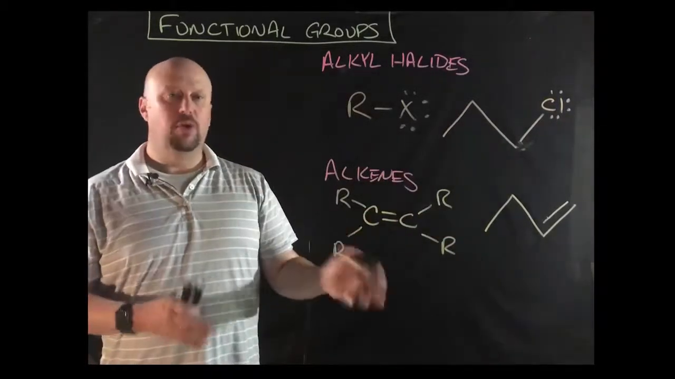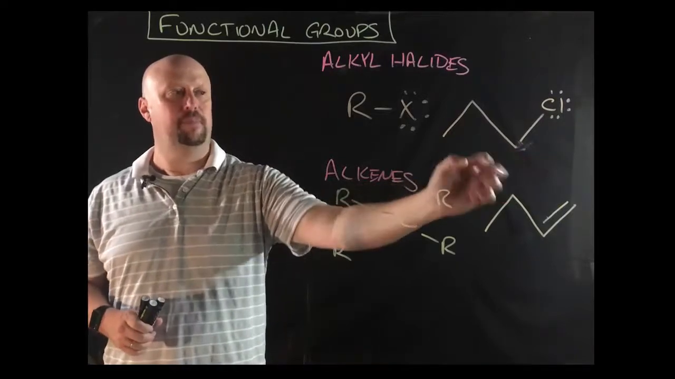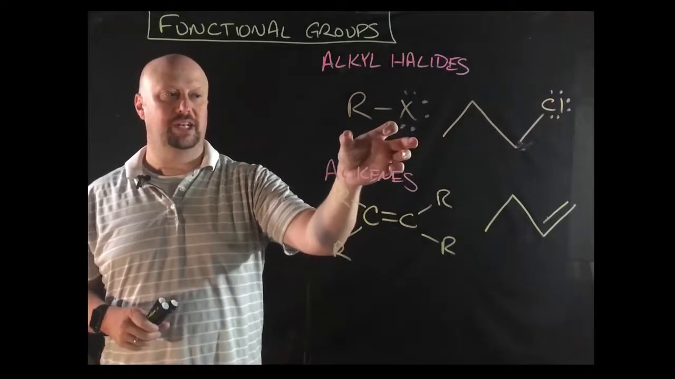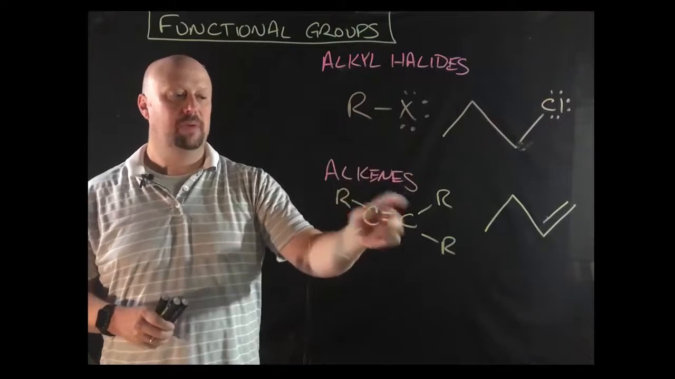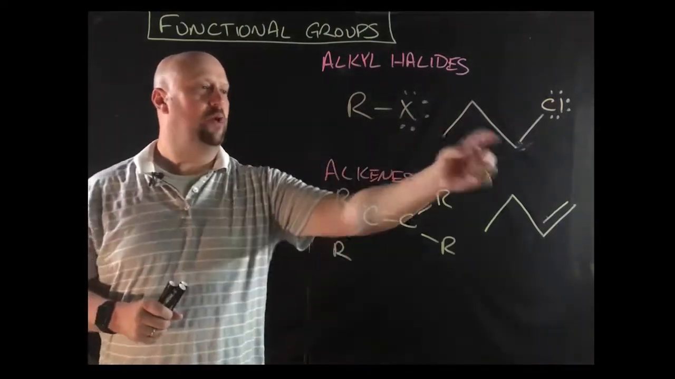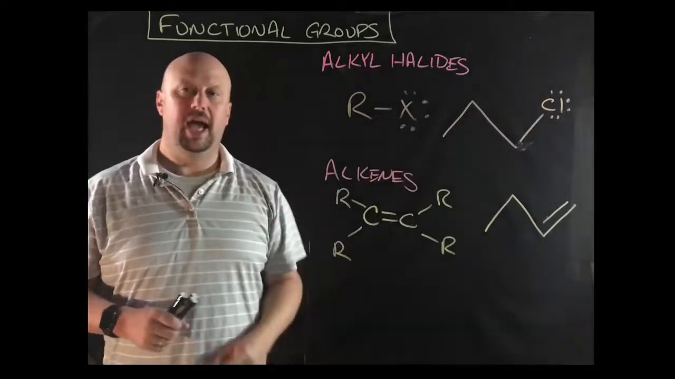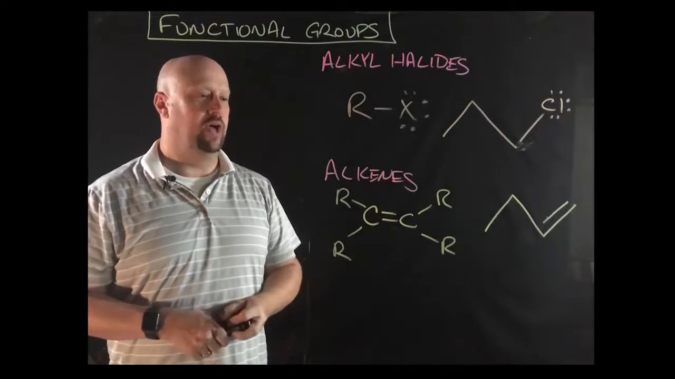So the format I'm going to do for each of these is I'm going to give you the generic form, and then I'm going to give you an example. That example might not correlate directly to the generic form because it could be a little different, okay? So this is our generic form. This would be 1 carbon, 2 carbon, 3 carbon connected to a chlorine. That makes that an alkyl halide.